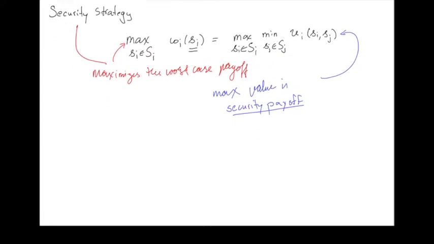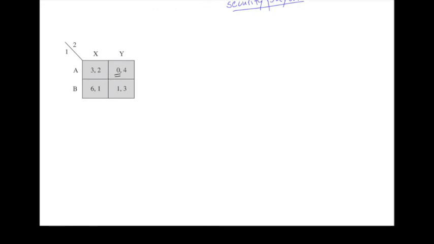Let's look at an example to fix some of these ideas. In this game, if player 1 plays A, what's the lowest payoff player 1 can get? We look at the two different strategies that player 2 can play, and we see what the lowest payoff is that player 1 can get when he plays A. We're comparing between 3 and 0. And 0 is smaller than 3, so Y would be the worst thing that player 2 can play from player 1's perspective when player 1 plays A. And so the lowest payoff player 1 can get from playing A is 0. That's denoted by W1 of A.